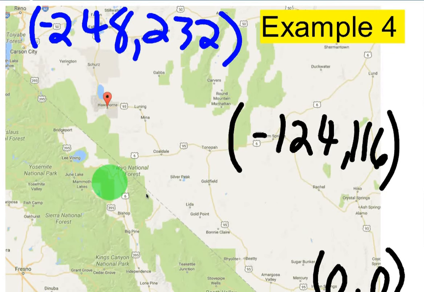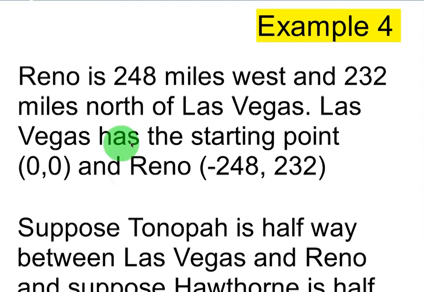Pretty crazy. Anyway, so you can imagine that Reno then would have a point negative 248, 232 from Vegas, if we label Vegas as 0, 0. So here's a practical illustration where we're using a map. Alright, so Las Vegas has a starting point 0, 0 and Reno negative 248, 232.